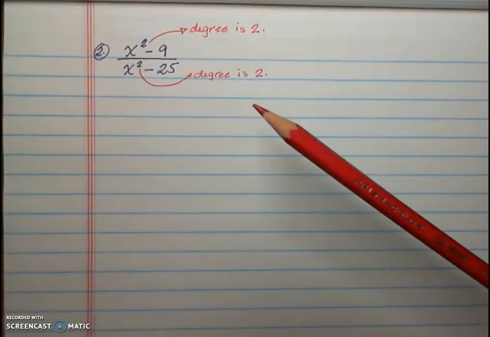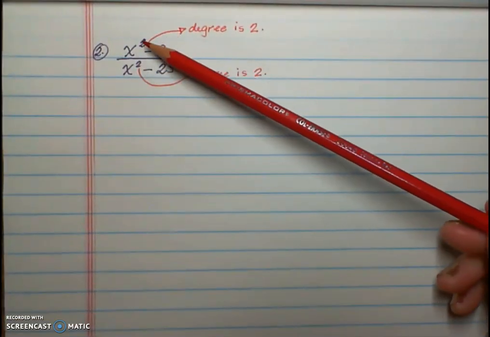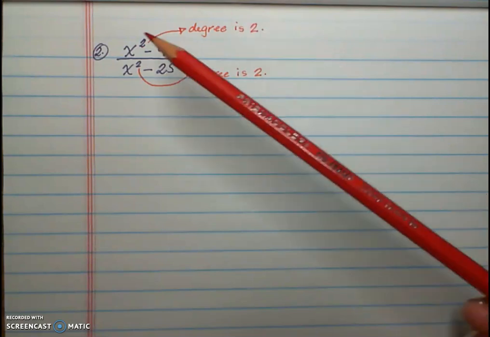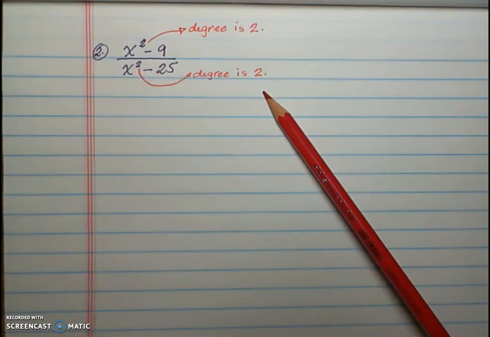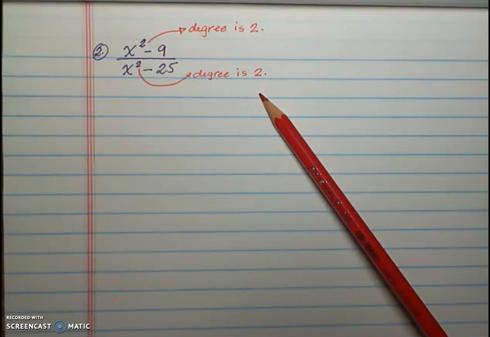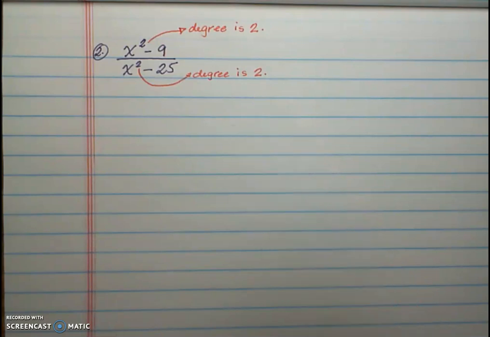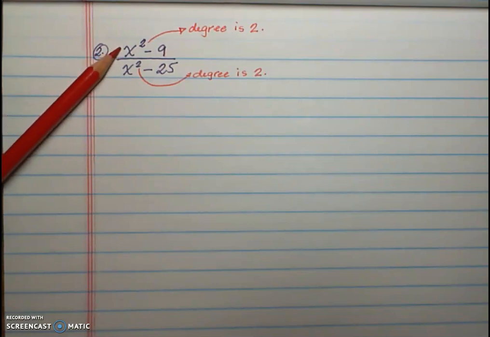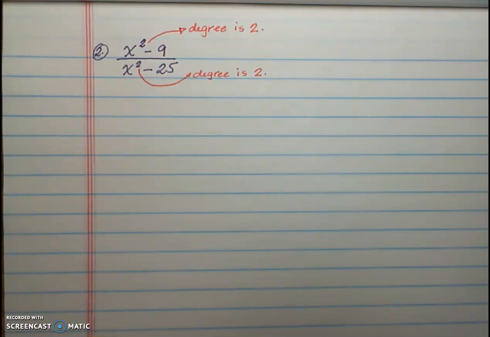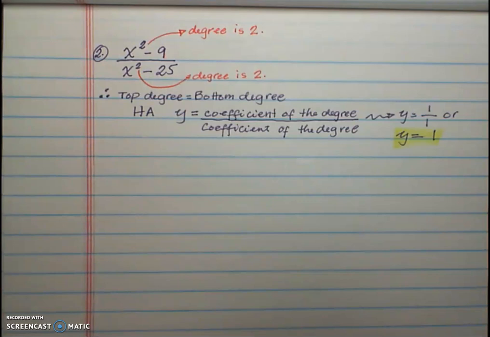Okay, so the degree of your numerator is the highest power of x, which in this case is 2, and the degree here in the denominator is also 2. So as you can see, this is rule number 2, wherein your degrees are equal. If the degrees are equal, all you will do is get their coefficients, which is a 1 and a 1. So your horizontal asymptote is y equals 1 over 1 or 1.